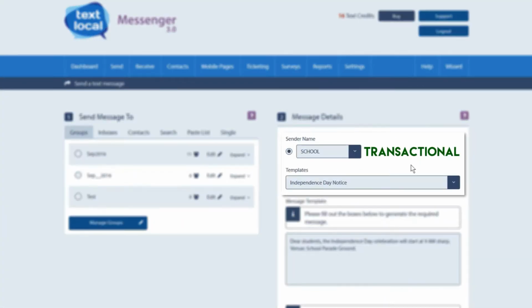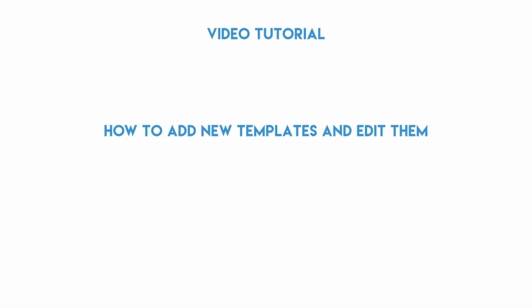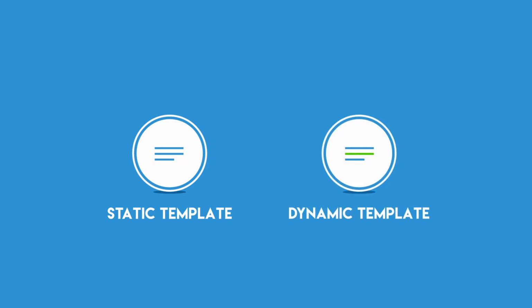From a transactional account, you can send only messages that match one of your pre-approved templates. In this video, we'll show you how to add and edit templates, and also use them to send messages via Textlocal Messenger and APIs. Templates can be broadly classified into two categories, static and dynamic.